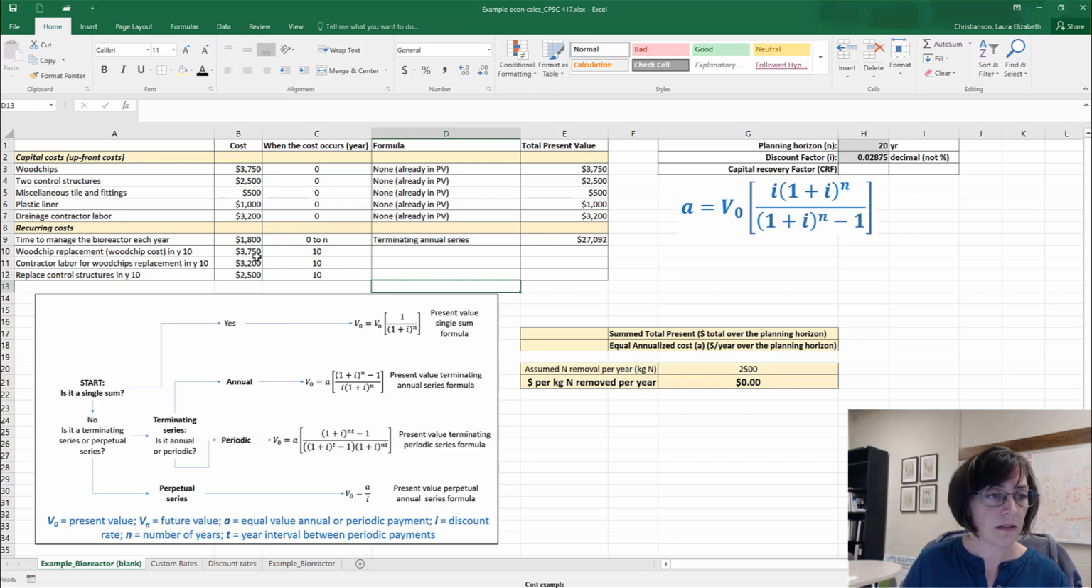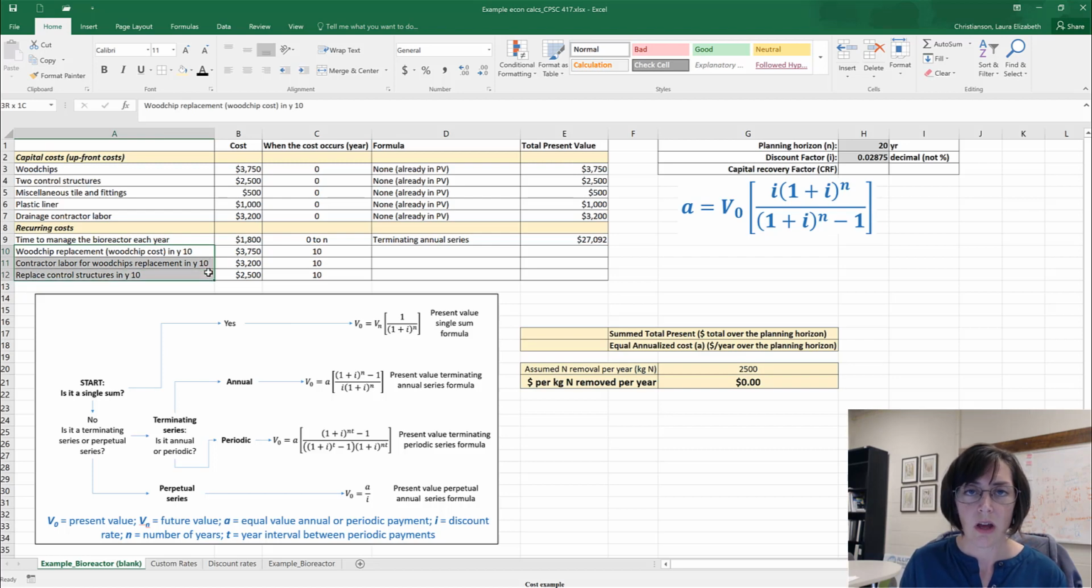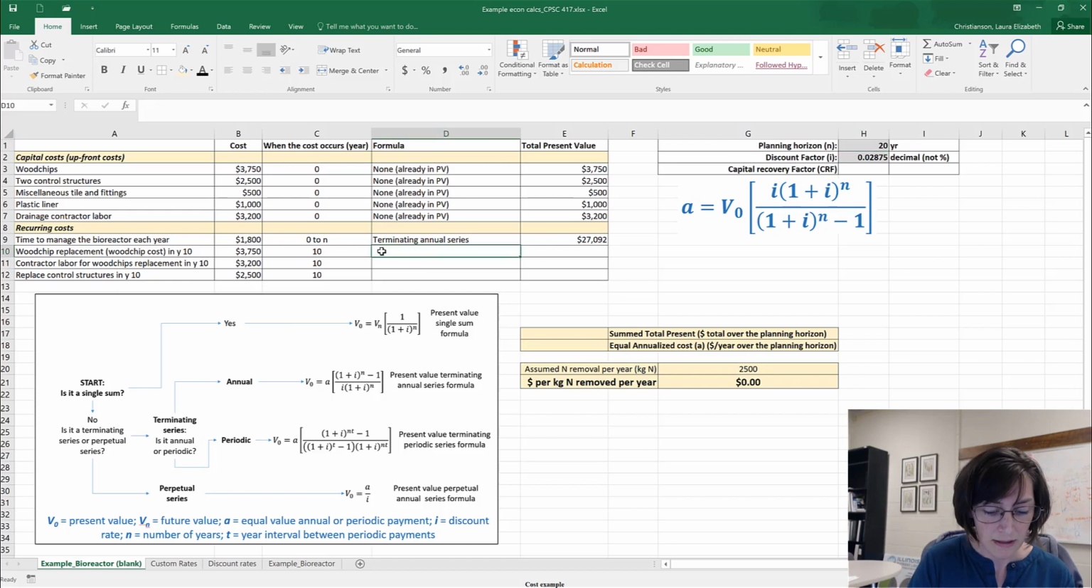Wood chip replacement, labor for that wood chip replacement, and replacing the control structures. Those all occur in year 10. So those are single sums that happen in the 10th year of my planning horizon, which is 20 years. In other words, they're not series. So let's write single sum, and then let's do the formula here.